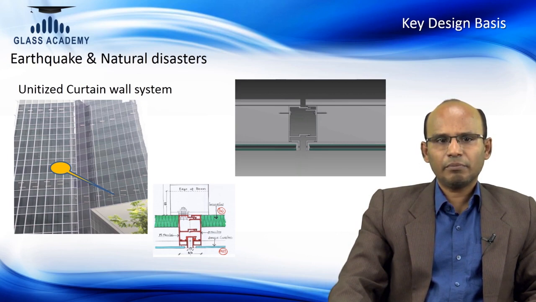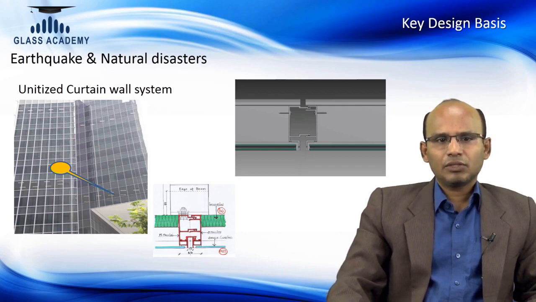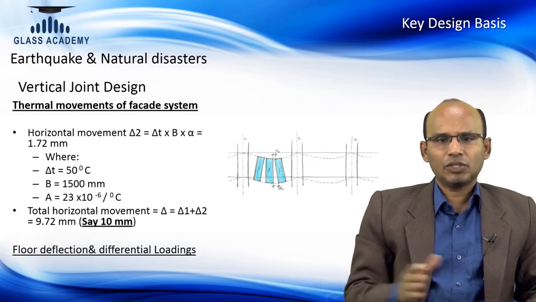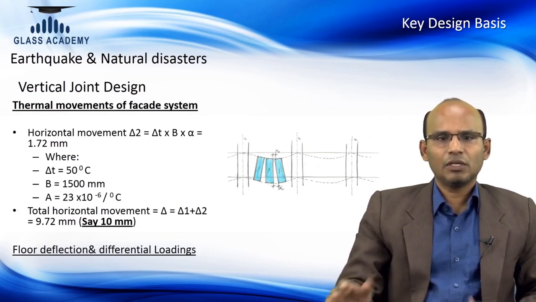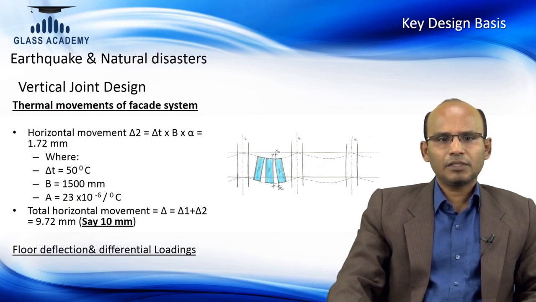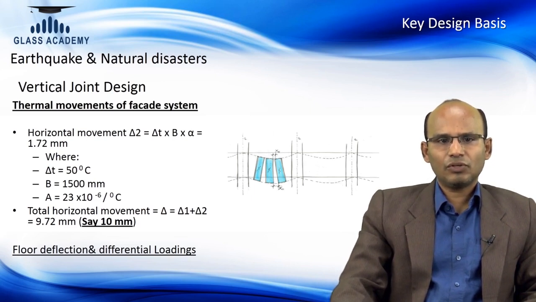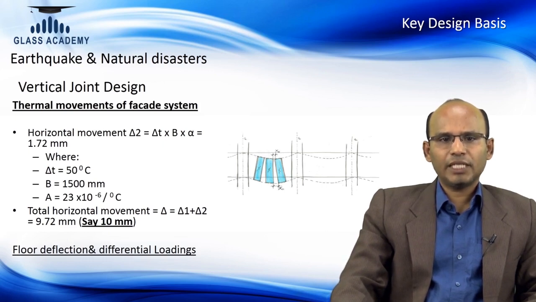The joints are needed mainly for building movement or thermal movement or for various natural conditions. There should be a good joint design so that the joints are not cracking or failing during the service of the building. And there are two kinds of joint design, for horizontal joints and vertical joints. Vertical joints are mainly at the floor, horizontal joints at the panel joints. This calculation is showing how we design for thermal movement. Thermal movement for any glazing system is primarily the effect of change in temperature, which is delta T, and the width of the panel.